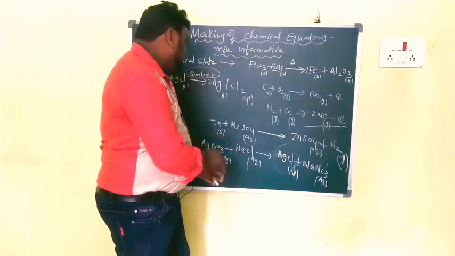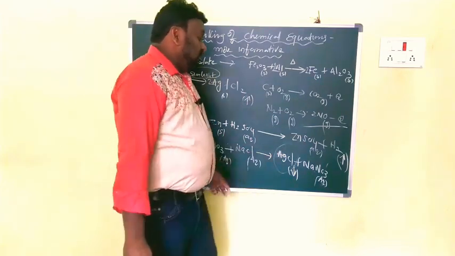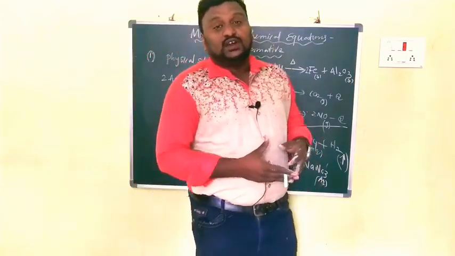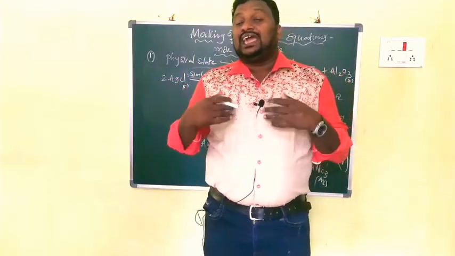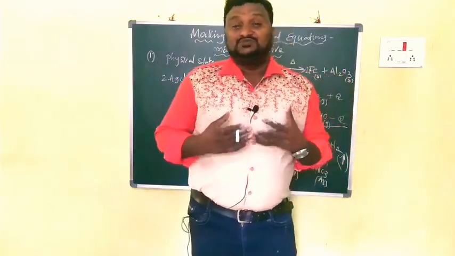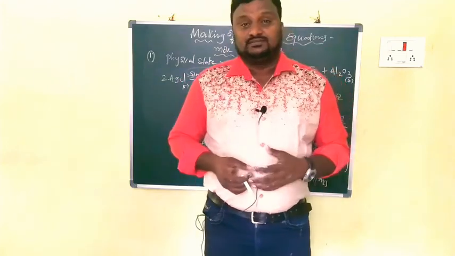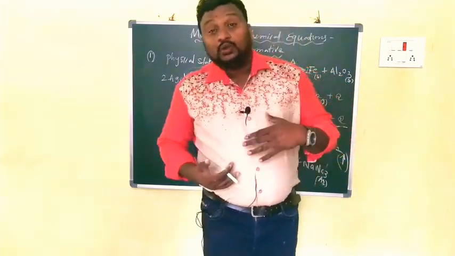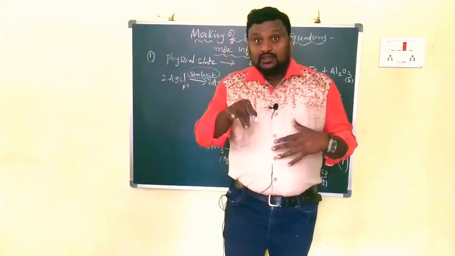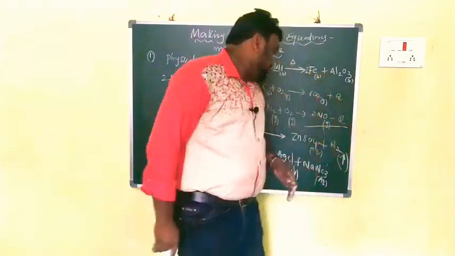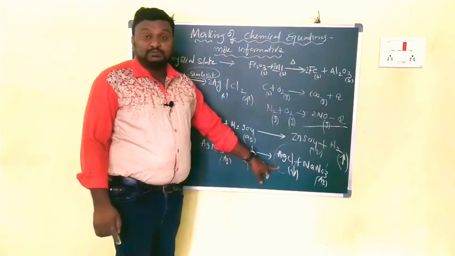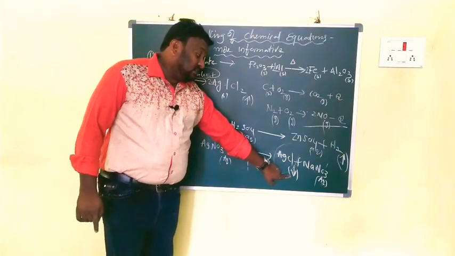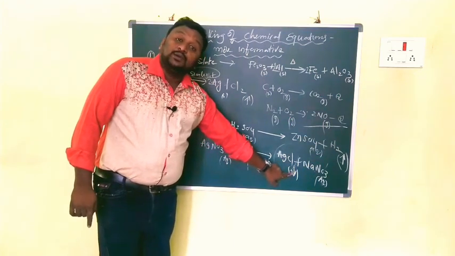And the next thing, the fourth characteristic, is when any precipitate is formed along with the products. We have to mention it by showing a downward arrow. So here AgCl is the precipitate, and that should be shown with a downward arrow.